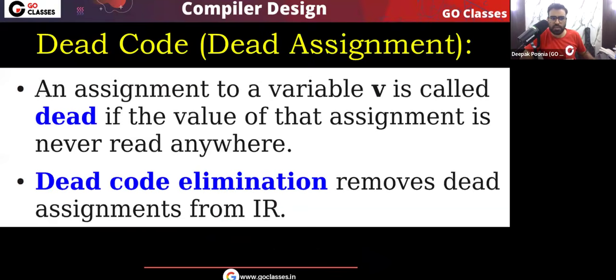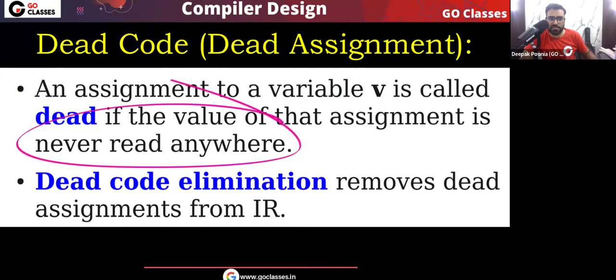First, let's understand what is dead code. Let's see the definition and let's understand with the help of examples. Dead code, or I can say the better word will be dead assignment. This is the better word actually. Instead of using the word dead code, you can understand that it is basically dead assignment. Now, what is the meaning of dead assignment or dead code? You can read this definition. An assignment to a variable v. I am talking about assignment to a variable v. Assignment means definition. I told you definition means assignment. So, an assignment to a variable v is called dead if the value of that assignment is never read anywhere.